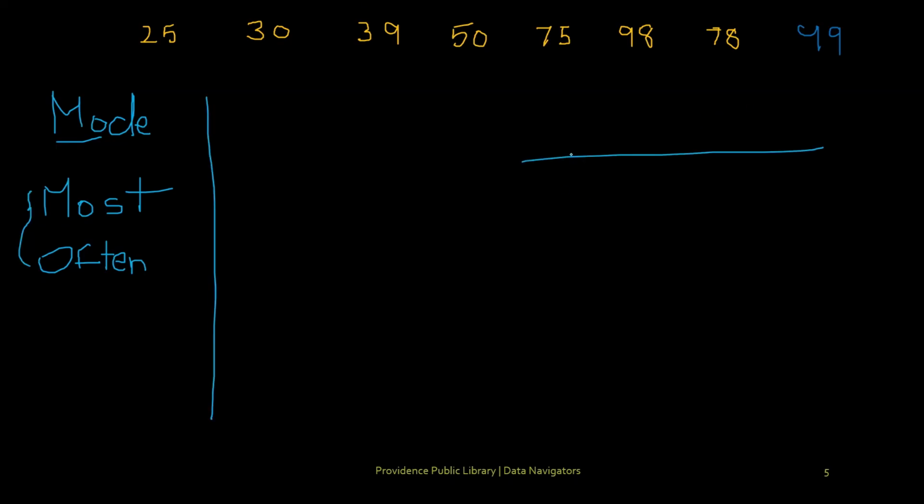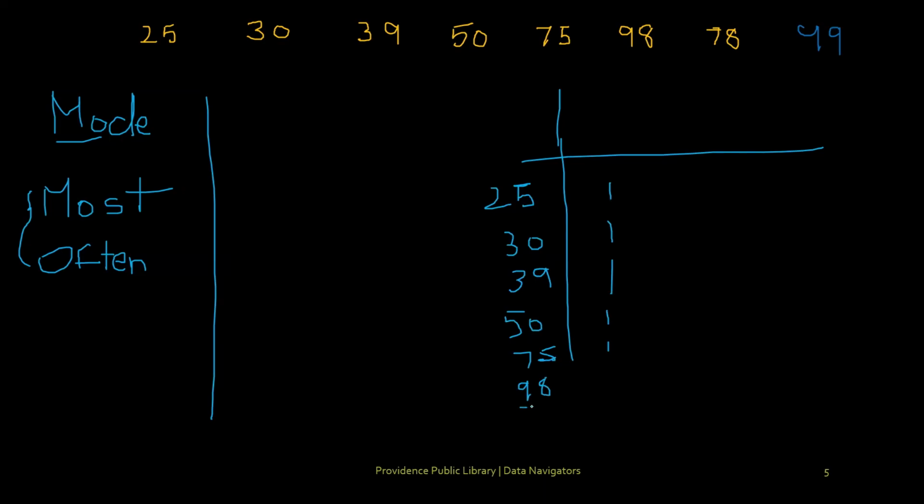I have to put one T diagram like this, okay? T diagram. First number 25. How many times is the 25 repeating here? Only one. Okay. 30, only one time. 39, of course, only one time. 50, only one time. 75, only one time. Same thing for 98, 78, 99. All right, so everything has only one. What do you say here? There is no mode here.